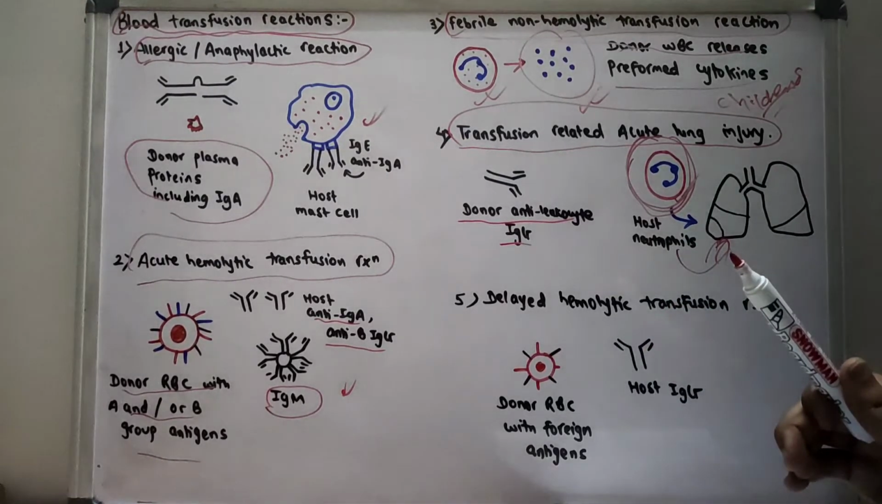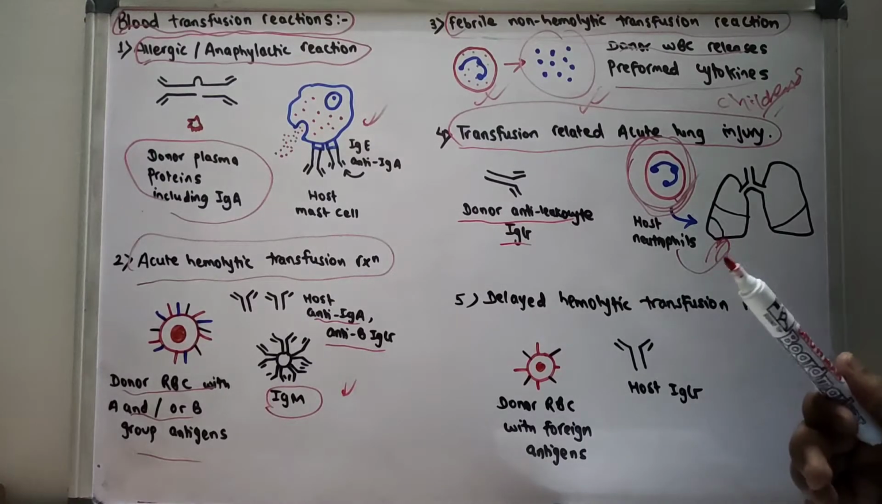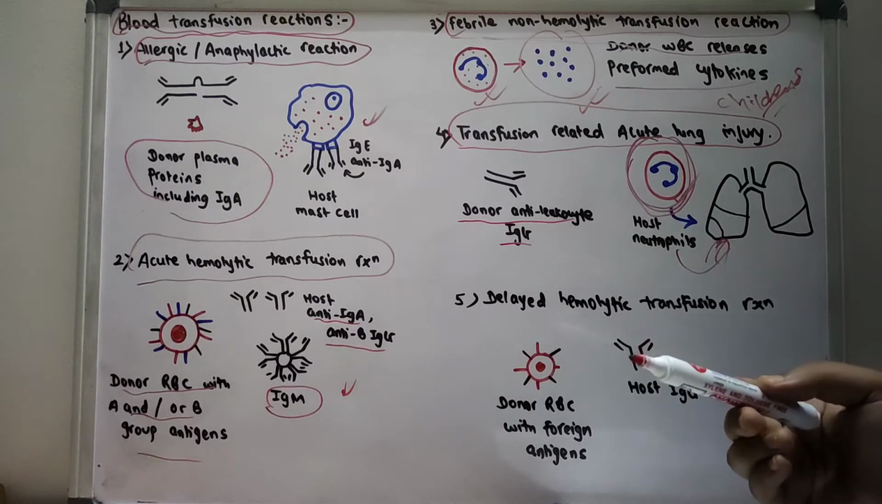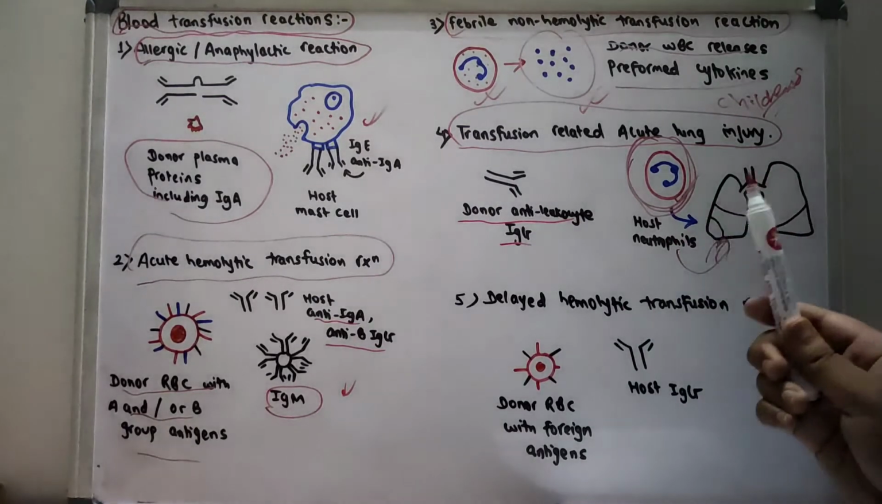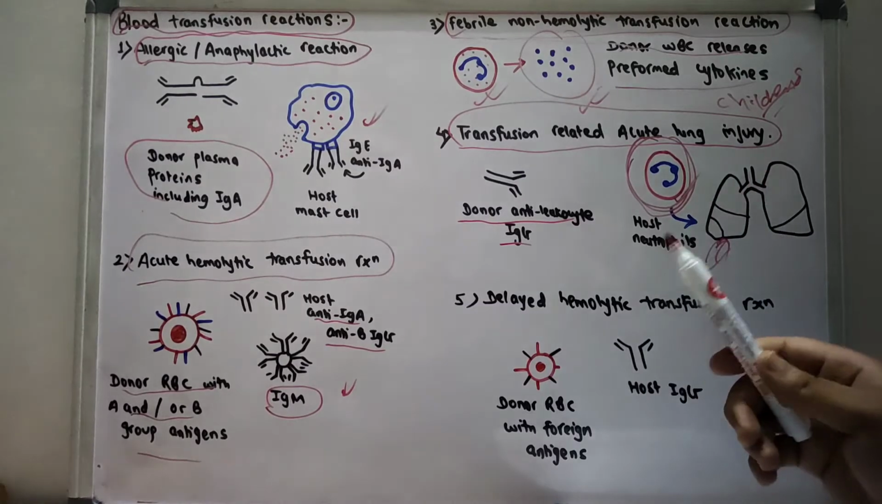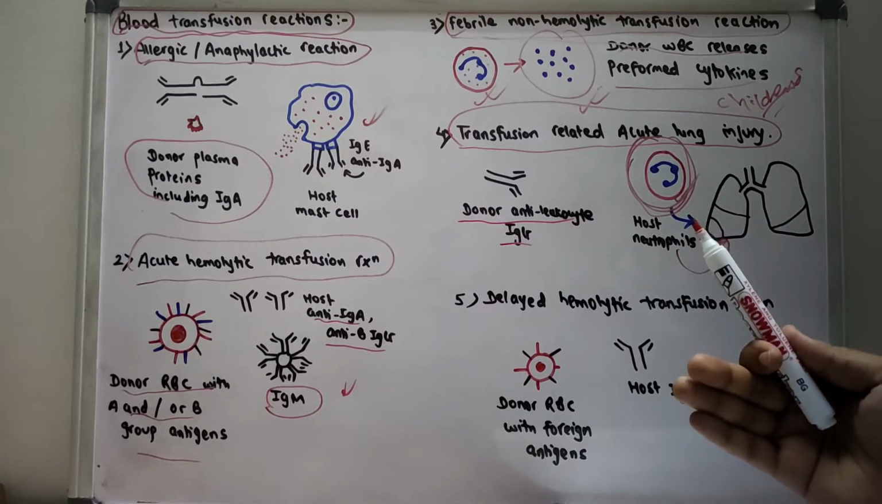The timing of the transfusion related acute lung injury is within minutes to 6 hours. And the main clinical presentation in the transfusion related acute lung injury is respiratory distress and non-cardiogenic pulmonary edema.